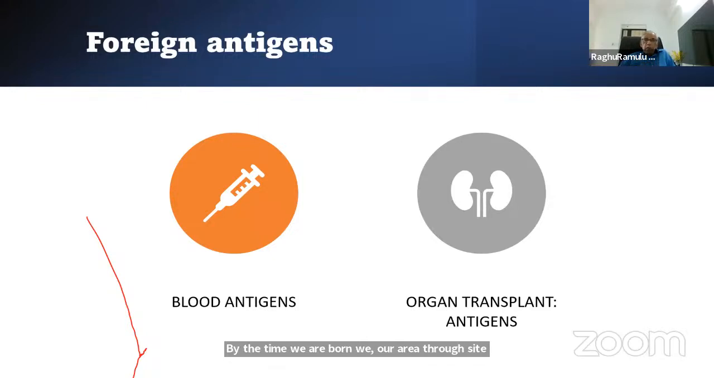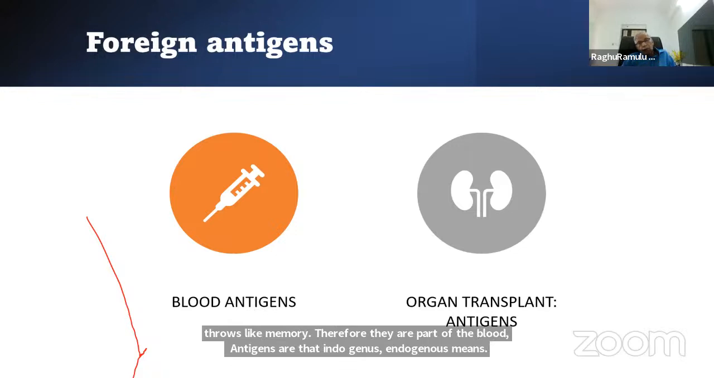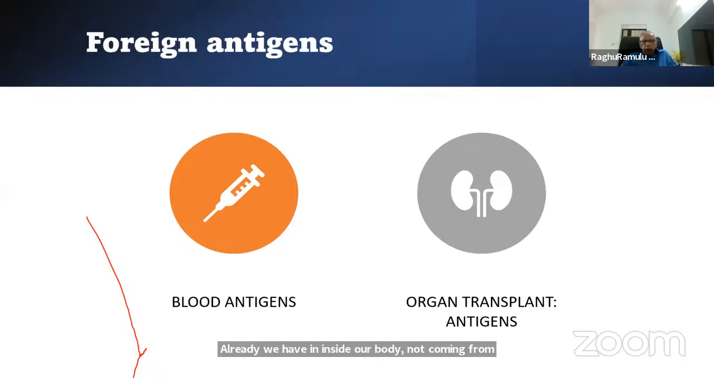It may be foreign to other individuals, but as far as our existence is concerned, we are born with A group, meaning a particular type of antigen is coated around the erythrocyte membrane. Therefore, they are called blood antigens, or endogenous. Endogenous means we already have them inside our body, not coming from outside. By the time we are born, our blood group is set and our erythrocytes are formed. Therefore, they are already existing antigens on the surface of the blood cell.